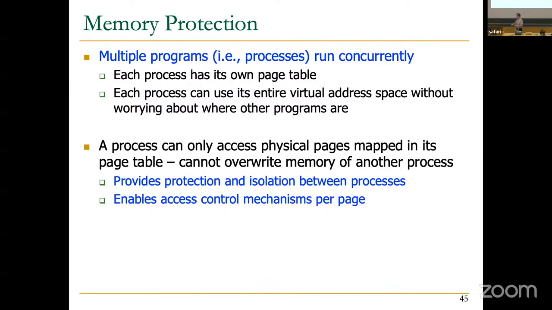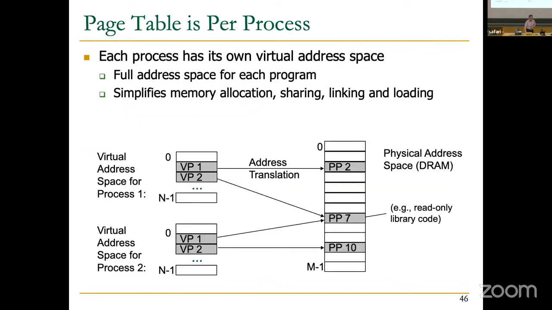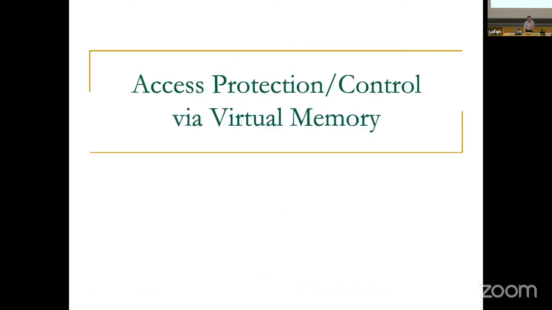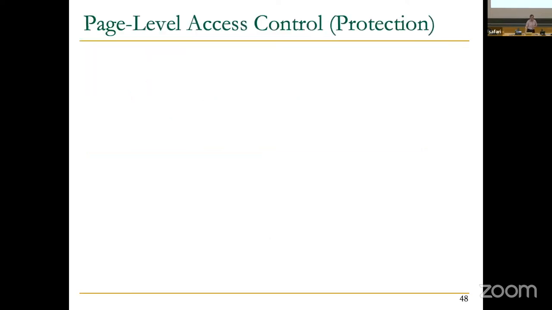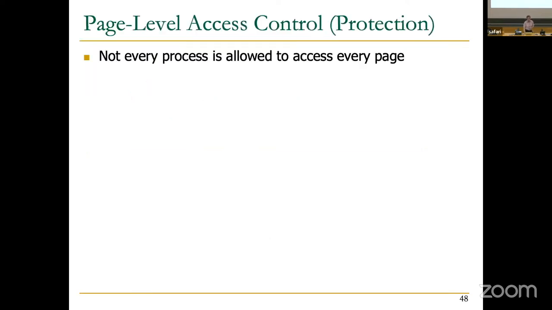If you don't want someone to execute data that they write to some place, because it will be interpreted as instructions when you jump to it, you basically mark it as non-executable, right? So you can enable access control mechanisms per page this way. Okay, so remember page tables per process. We've seen this. Essentially, access protection and control can happen also via virtual memory. And this is called page level access control or protection.